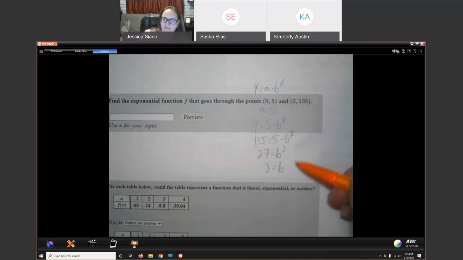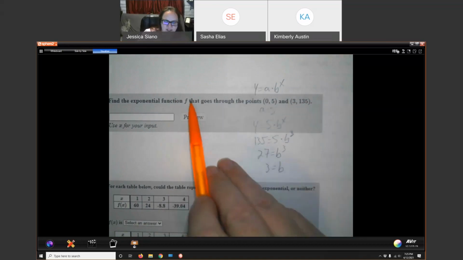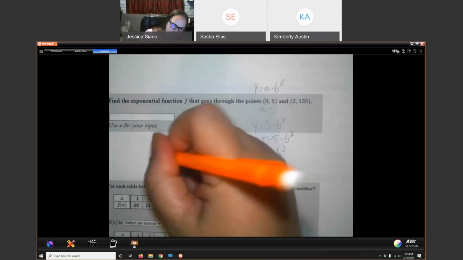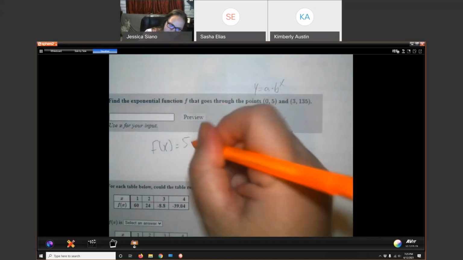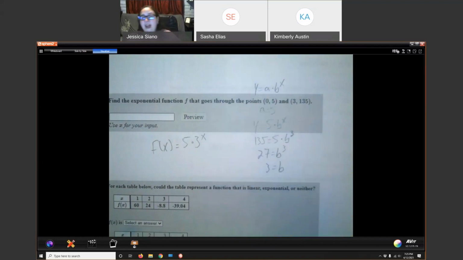So if a is 5 and b is 3, they want me to use f of x. Then f of x equals 5 times 3 to the x. And again, if you don't want to do any of them by hand, you don't have to. You can always just put them in the calculator and have it calculate the regression between them for you.